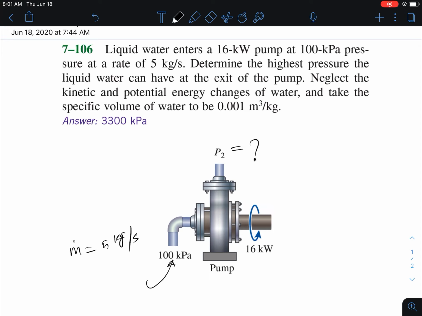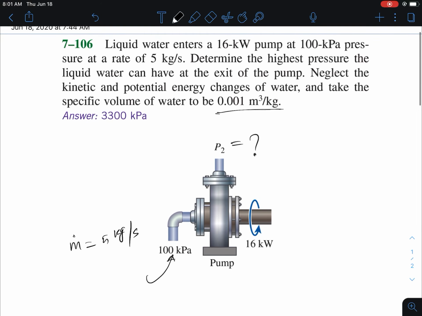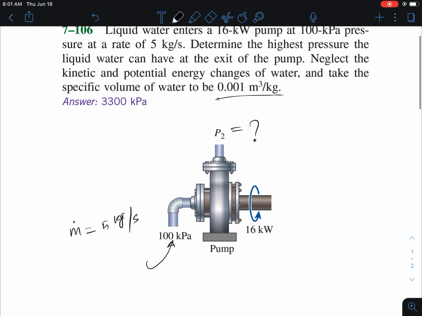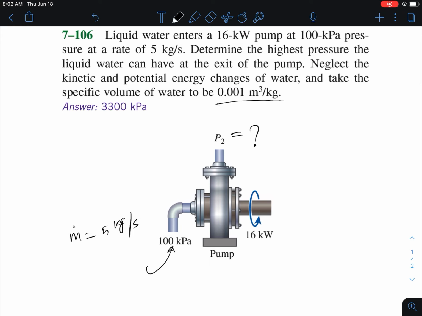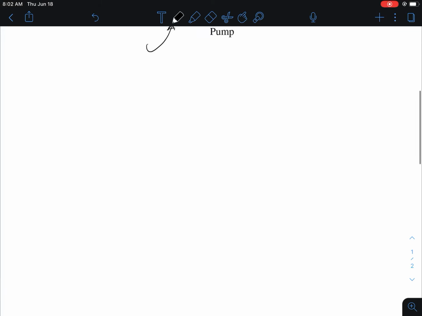Neglect the kinetic and potential energy change of the water, and take the specific volume to be 0.01 meter cube per kg, right? So let's solve this problem. First of all, this is a steady flow device. That means, why? It's because the pump is handling the liquid at 5 kg per second, right? It has the mass flow rate, and also this pump is a work consuming device, and it has the rated power. So it's not a closed system, that's the thing, right?